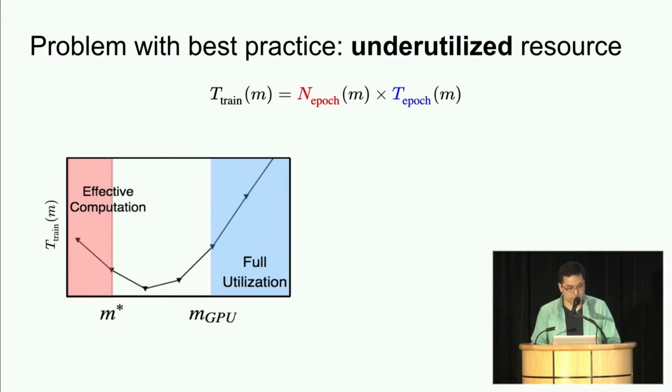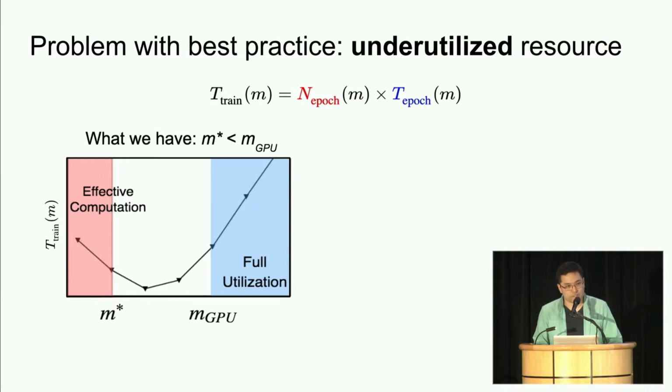Let's first identify two regions in the training time figure. The red region of this figure is what we call the effective computation region. If you choose a batch size here, you're able to converge in the minimum number of epochs. And this blue region, we call the full utilization region. If you choose a batch size here, you're able to fully utilize your computing resource.